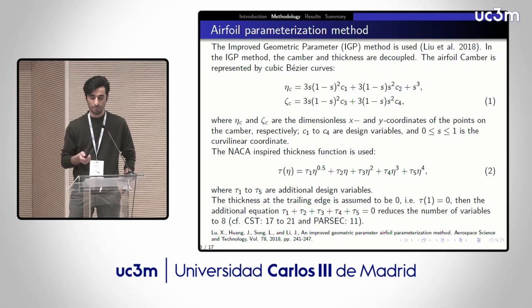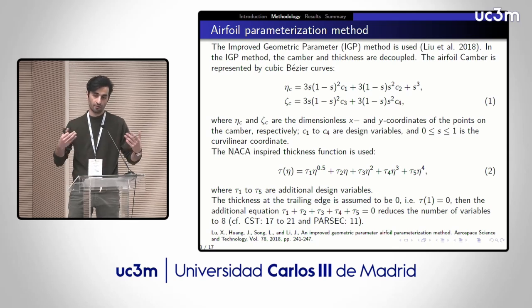But what is IGP? If I want to quickly touch on that, it's a 2018 paper. The crux of this method is that they try to decouple camber and thickness, and as a result get a lower number of variables for shape generation. In total, we have 8 variables. When you compare it with more established methods like CST, we normally need 17 to 21 variables to have something reliable. For PARSEC, we need 11.